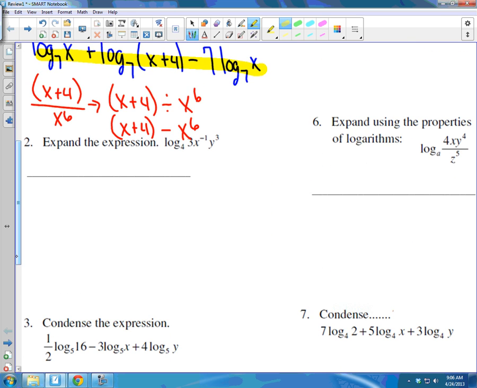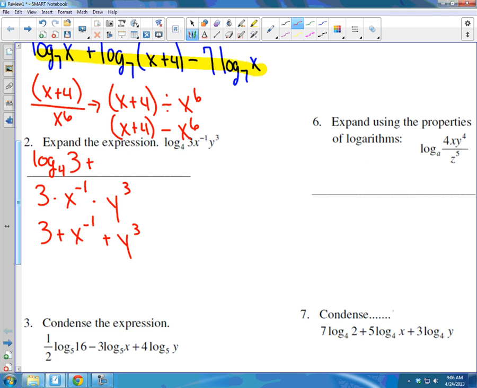All right, number 2, again, I'm expanding. So the first thing I'm going to do is just ignoring the log, 3 times x to the negative 1st times y cubed, and I'm going to turn that into addition. And now each of these terms is going to get their own logs. So when I write my answer, I'm going to have log 4 of 3 plus negative 1, because that negative 1 moves in front as an exponent, log 4 of x, and then plus 3, again, the exponent moves in the front as multiplication, log 4 of y.